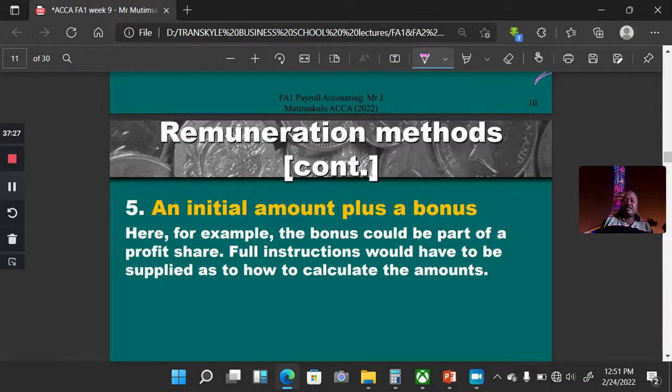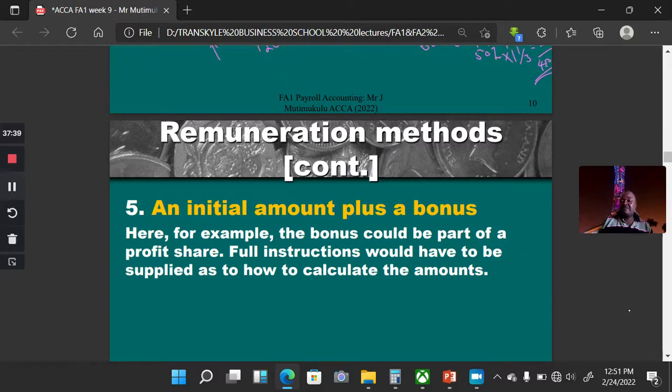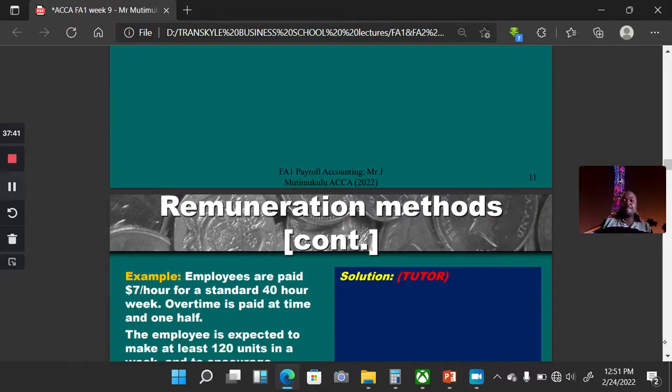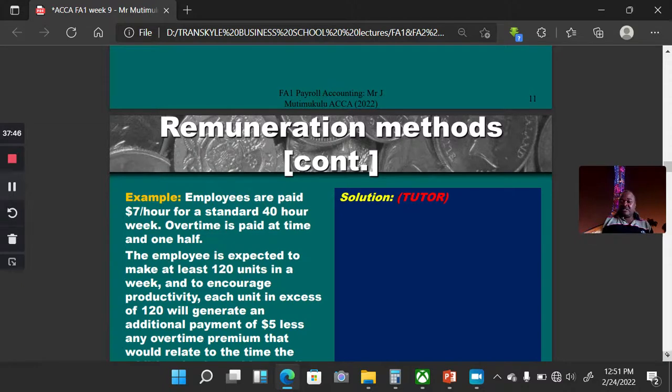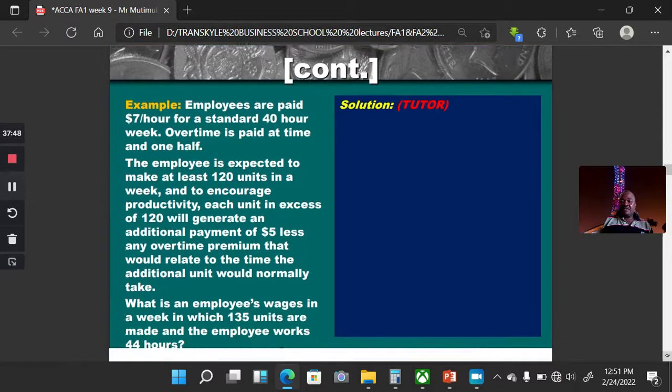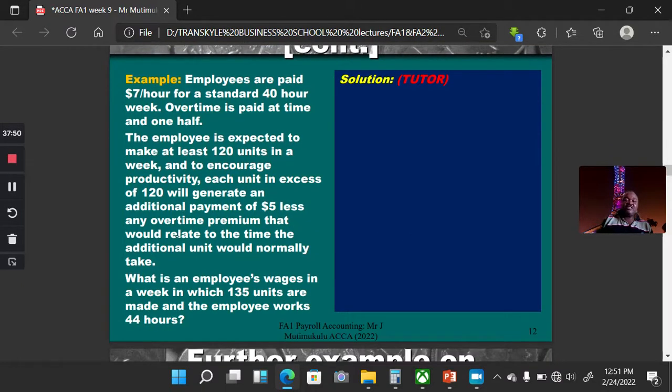Now, there is what is called an initial amount plus a bonus. Okay, here for example, the bonus could be part of a profit share. Full instructions would have to be supplied on how you are going to go about with the computation. Okay, let's go through this particular example and just take a minute to read the example yourself.